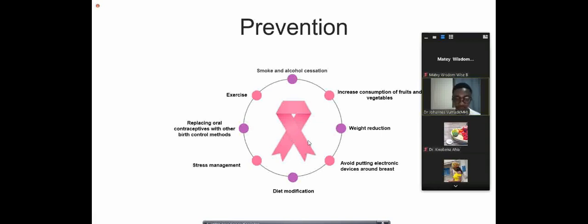And diet modification. With some of the food, like the trans fatty acid and the saturated fatty acid, we can't actually avoid them completely, but what we can do is reduce them to the minimum. And then stress management also helps a lot. And then instead of going in for oral contraceptives, we can go in for other forms of contraceptives, natural birth control, barrier methods, and all those. And then exercise too helps a lot in this regard. So next one.